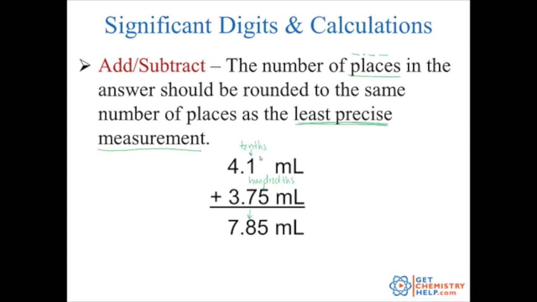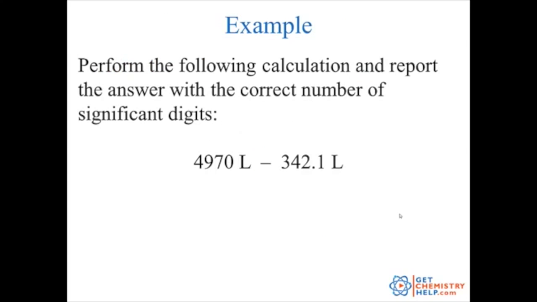Or sometimes one way to do this is just to draw a line after that least precise place. So I'm going to draw it right after that tenths place. So 7.85, that would round off, and that would become 7.9 milliliters. Okay, let's do one more example with addition and subtraction.